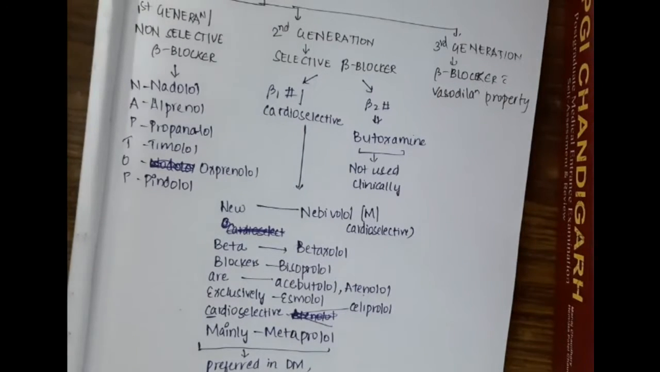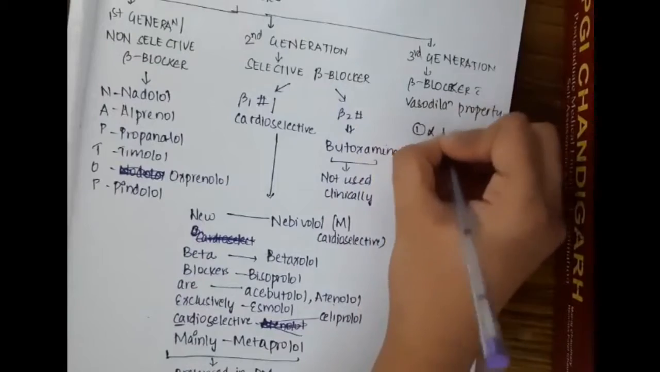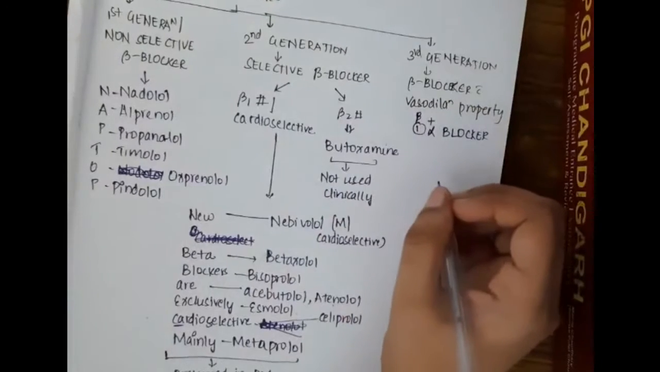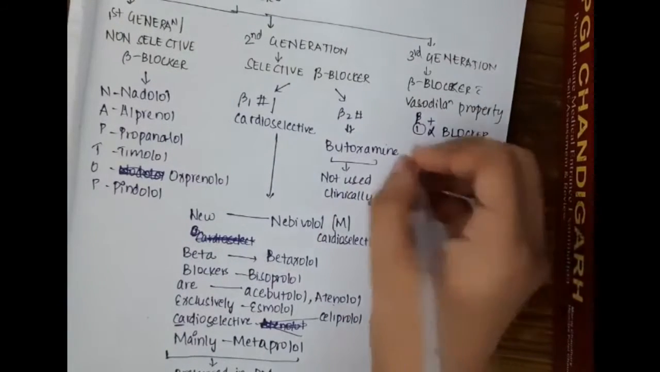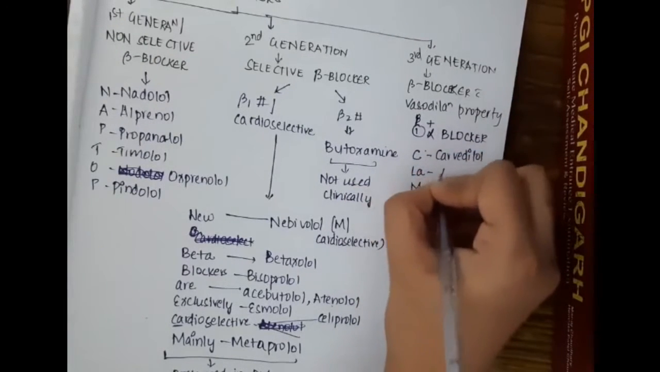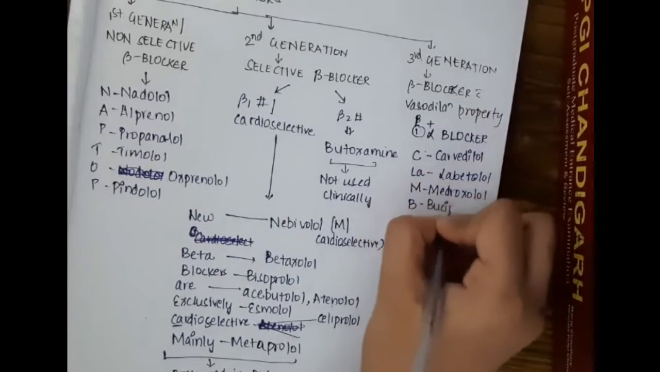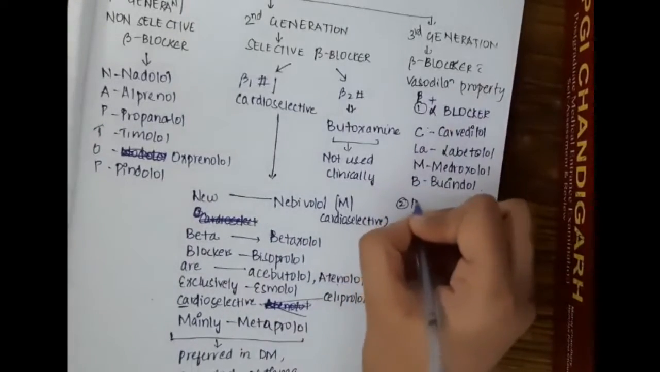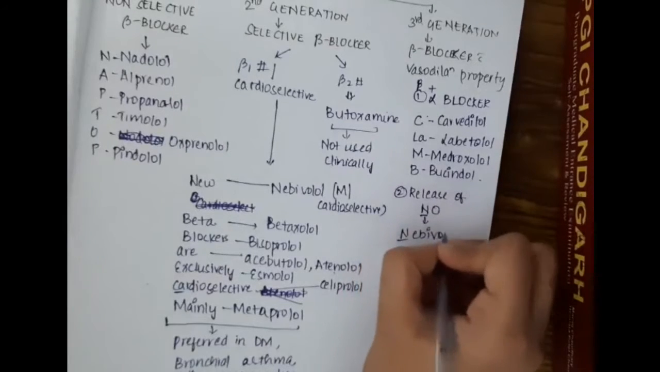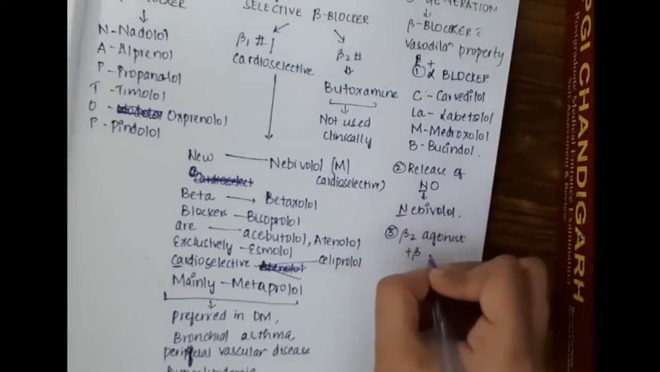Then the next group of drugs are third generation beta blockers, which are beta blockers with vasodilation property. First, a beta blocker with alpha blocking property. This is given by the mnemonic CLAMB. C for carvedilol, L for labetalol, M for medroxalol and B for bucindolol. Second, based on release of nitric oxide, which is CNN: nebivolol, celiprolol and nipradilol.